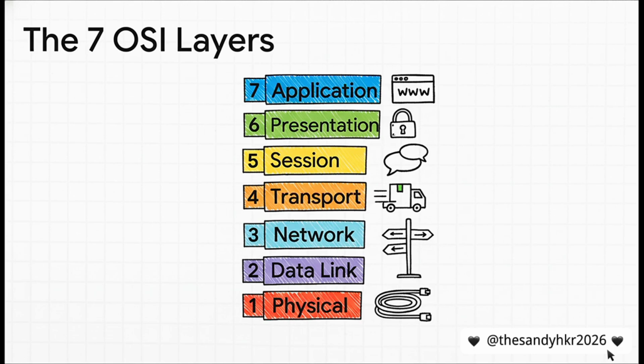Layer 4 is transport, and it's super important. It makes sure all your data gets to its destination reliably and in the right order. Next up, layer 3, the network layer. This is the GPS for your data, using IP addresses to figure out the best path across the internet. Almost there. Layer 2 is the data link layer. This handles the local neighborhood, using MAC addresses to get the data to the next hop. And finally, we hit layer 1, the physical layer. We're talking the actual hardware, the cables, the radio signals, the raw ones and zeros flying around.